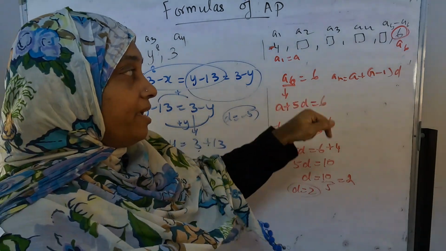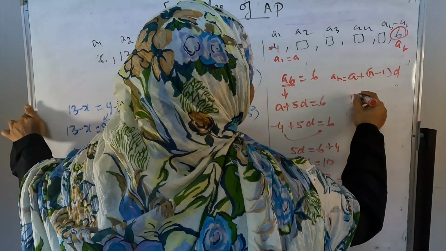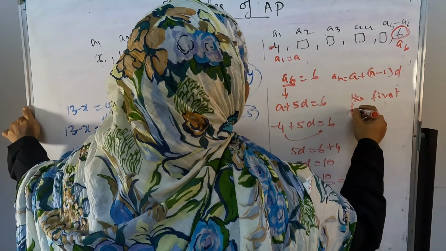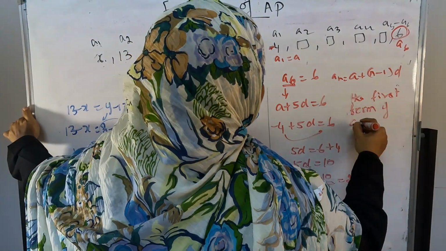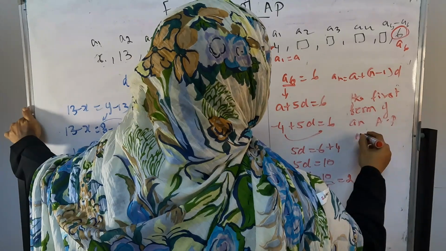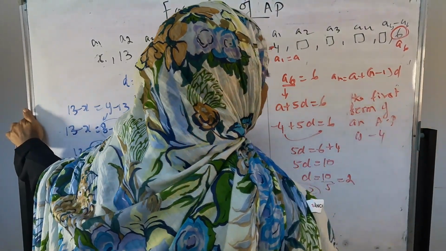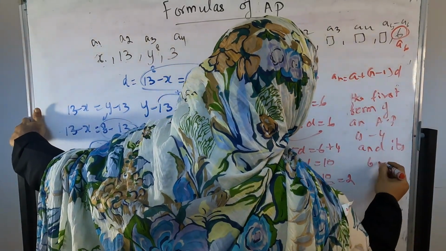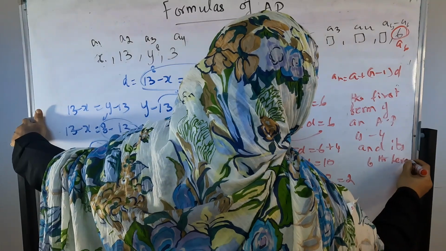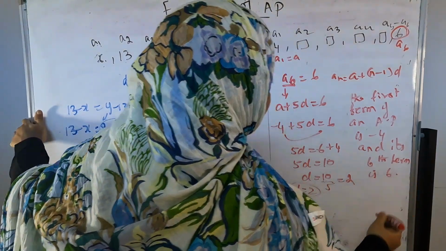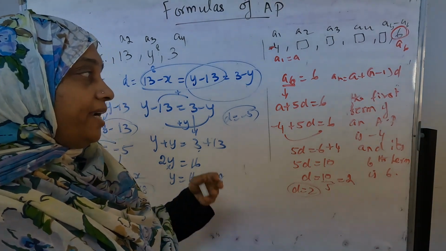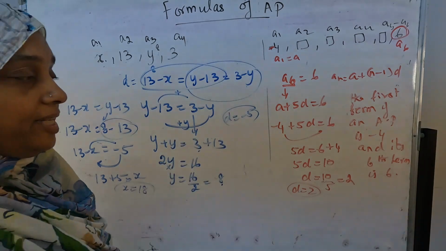This same sum, how will they ask? The first term of an AP is minus 4 and its sixth term is 6. Find the series, like that they will ask. Find the difference or find the series of this one, they will ask.